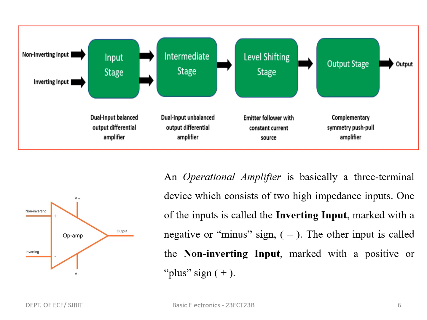This is the basic building block of an operational amplifier. An op-amp is a three-terminal device which consists of two high impedance inputs. One of the inputs is called the inverting input, marked with a negative or minus sign. The other input is called the non-inverting input, marked with a positive or plus sign.